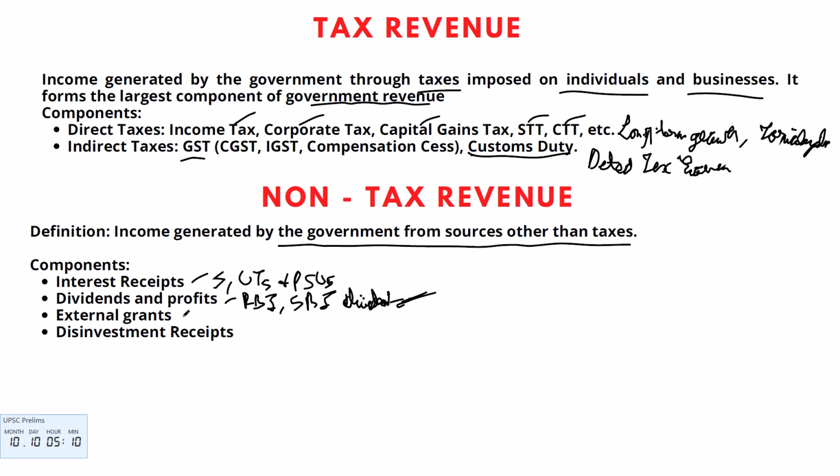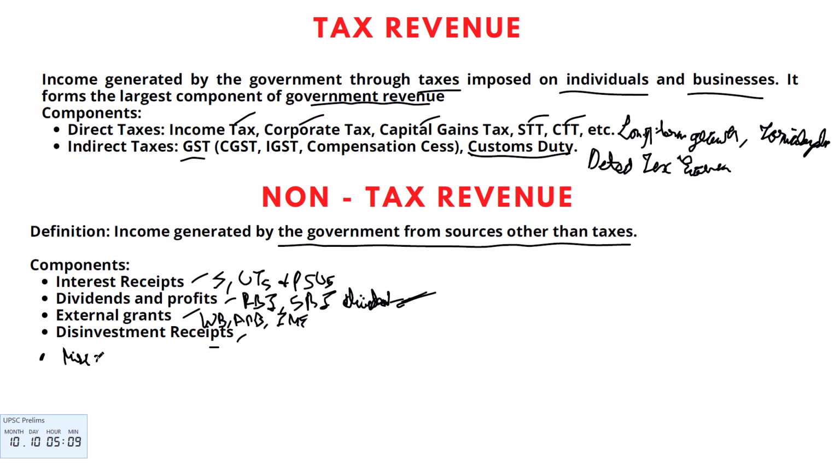External grants. Grants received from foreign countries or international organizations, such as World Bank, Asian Development Bank, IMF, they are all external grants. Disinvestment receipts: proceeds from the sale of the government equity in public sector enterprises. So it might be called a capital receipt also technically, but it's also discussed alongside the revenue for overall fiscal health as well.